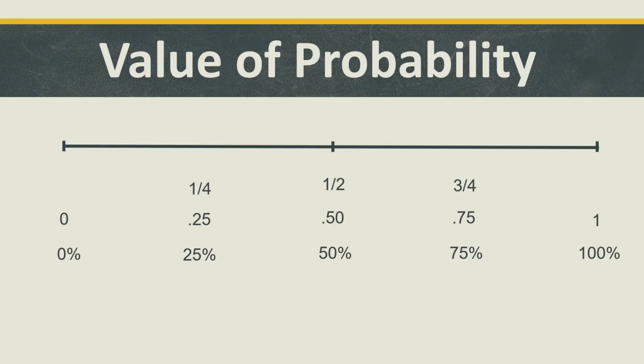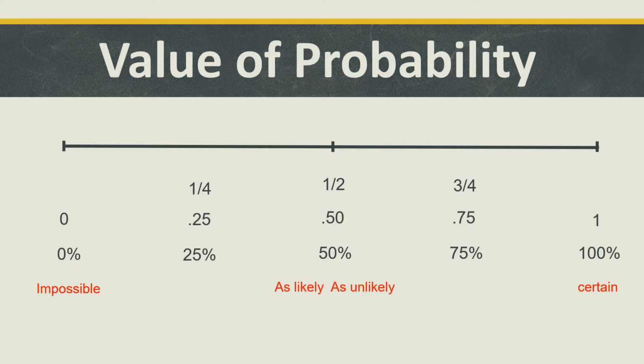0 in probability means impossible to happen, while 1 or 100% is certain to happen, while 1/2 or 0.5 or 50% is as likely as unlikely to happen.